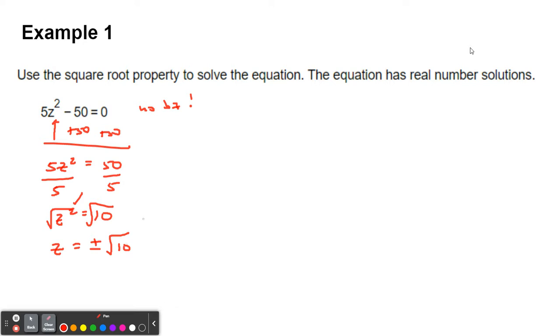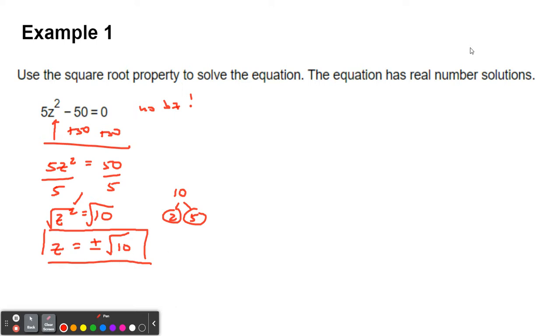And now it's going to ask you to simplify it radically. So now you could type this in Desmos. I'm going to tell you it's not nice. So now we're going to come over here and break it down. Well, 10 is only 2 and 5. Those are both prime. Notice that neither of them repeat. So there's going to be nothing that comes out of this square root. So this is your final answer, plus or minus the square root of 10.